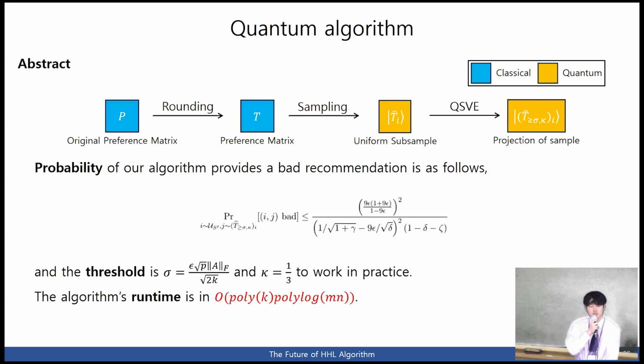You can see the algorithm follows this diagram, like sampling, rounding the preference matrix and sampling there, and we can solve this with quantum methods using quantum singular value.